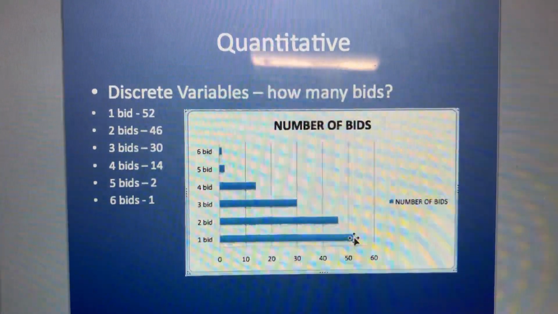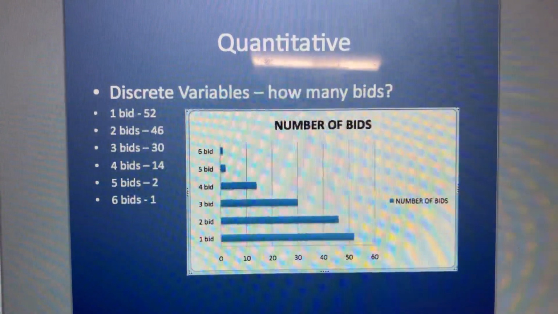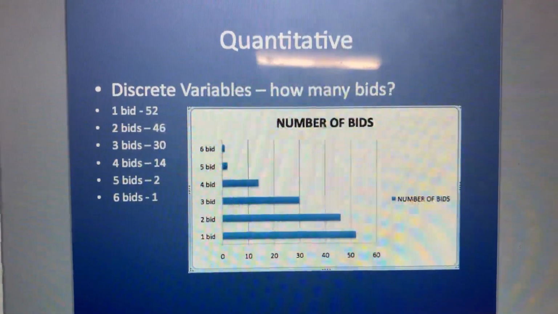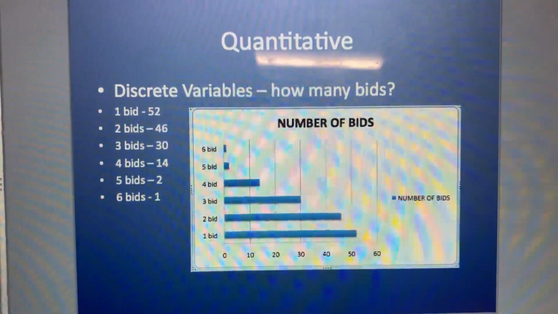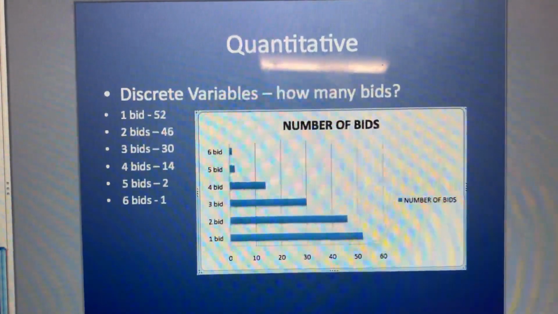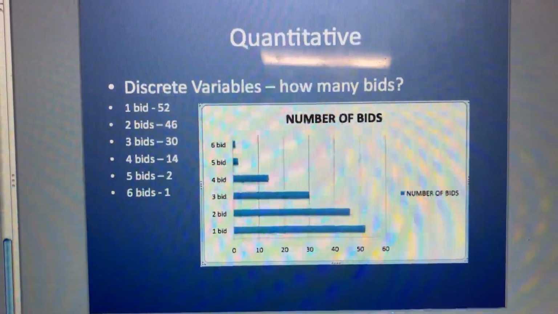That's probably the reason why the contracts were so expensive, because they did not receive multiple bids to be able to decide which other engineer to work with.